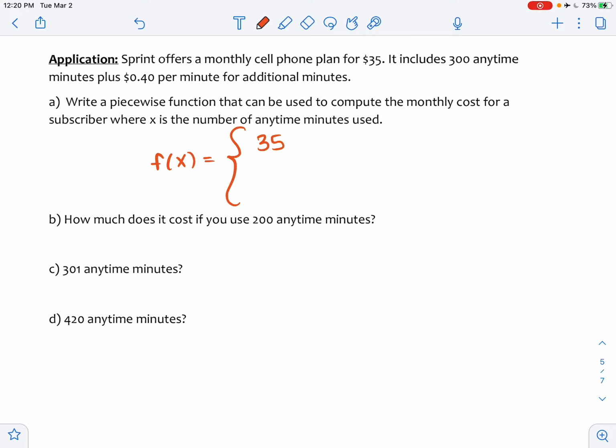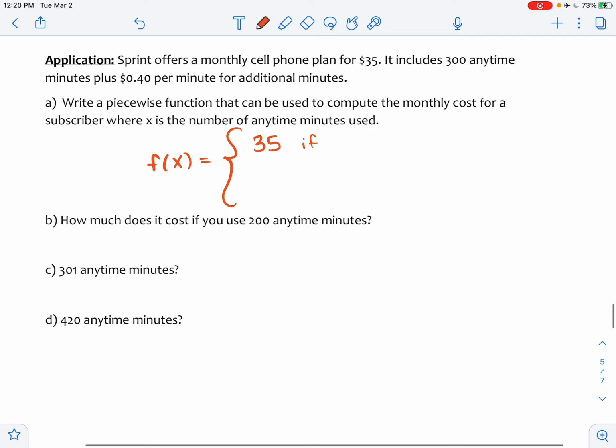So there's no x value included, right? Y equals 35, if you use how many minutes? Well, if you use between 0 and 300. Now, you could be equal to 0, sure, because you might not use any minutes. You might use a phone for something else. So I'll say 0 is less than or equal to x, and then is less than or equal to 300. And so notice it says it includes 300 anytime minutes. So that means I can use up to 300. I can be equal to 300 and still only have to pay the $35.